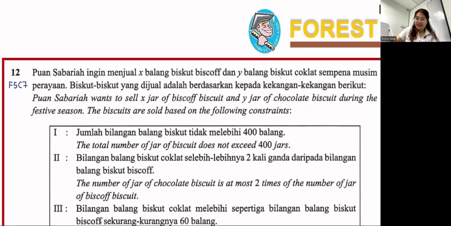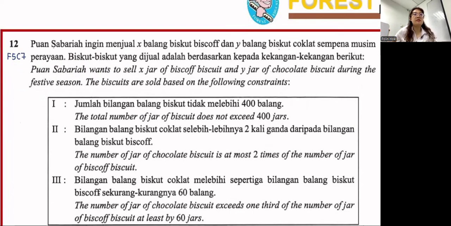Hi everybody, in this video we are going to talk about SPM 2025 Paper 2 Question 12 about Form 5 Chapter 7 Linear Programming. Okay, so this is Section C. You can choose to answer any two questions from Question 12 to Question 15.